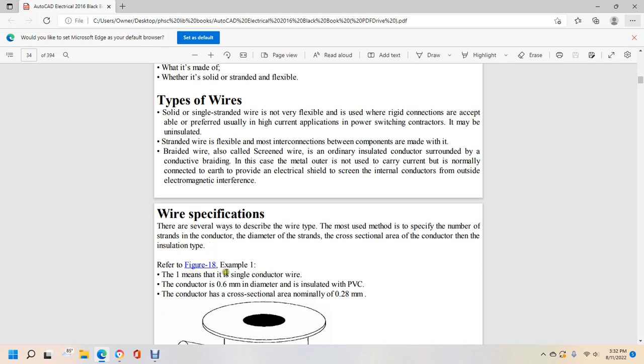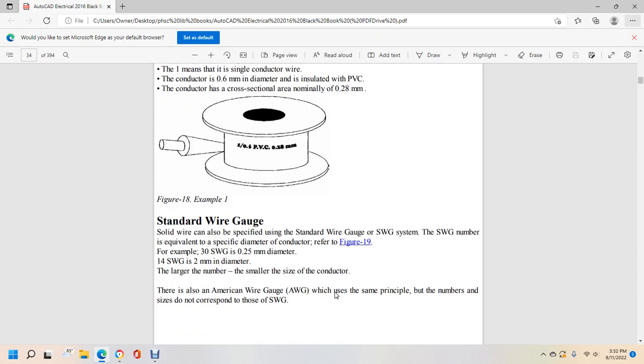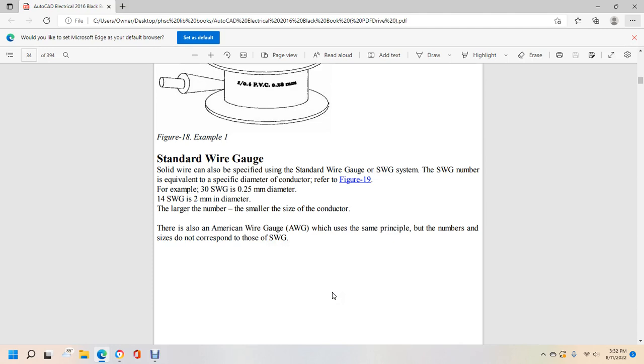For example, the 1 means a single conductor wire. The conductor is 0.6 millimeter diameter, insulated with PVC. The conductor also has a constructional section. The conductor has a nominal cross-sectional area of 0.28 square millimeters, and it shows an example. Standard wire gauge: solid wire can also be used in the standard wire gauge or SWG system. The SWG number is equivalent to a specific diameter of the conductor.